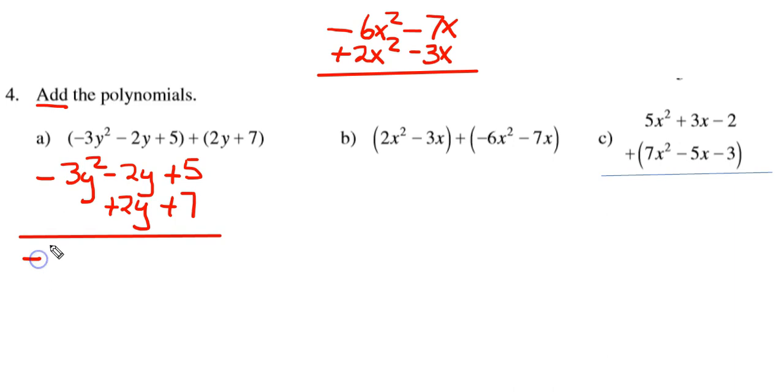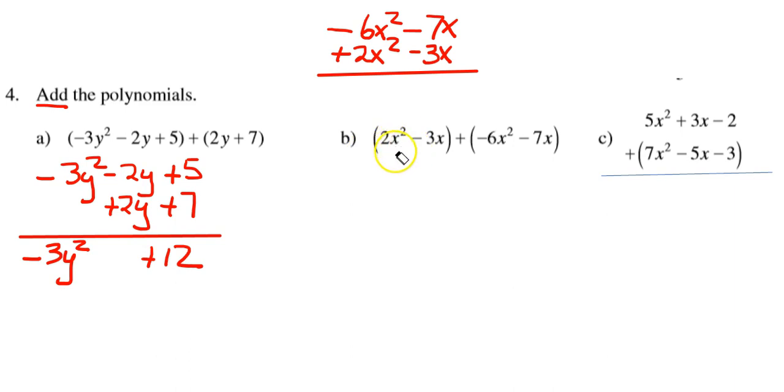This will be a negative 3y squared. Now notice we have a negative 2y and a positive 2y. This is going to be a 0 that we don't write. Just to show you, that becomes a 0. And this will be plus 12. So again, we don't write the 0, and this is our answer. You could put them closer together, of course.